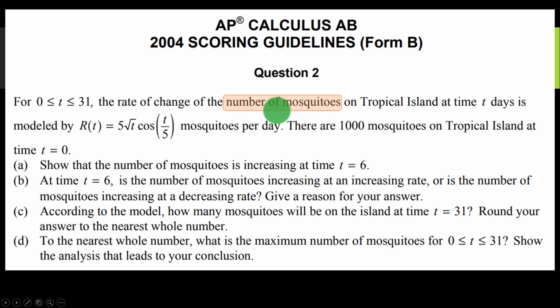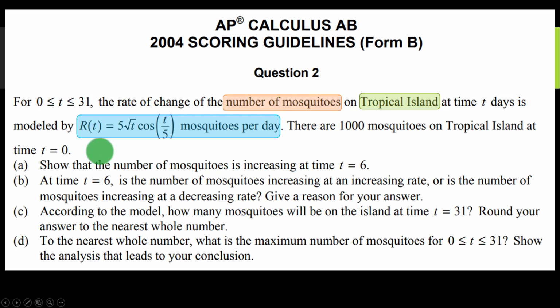All right, so the number of mosquitoes is our population, and the tropical island is our location. We have a rate, but this one is a little bit different. It's neither a rate in nor a rate out. It's the rate of change of the number. So it's the same as rate in minus rate out. We just don't have those two functions. Instead, we combine them into just this one.